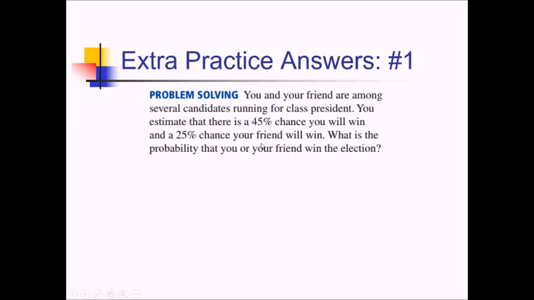So since we're talking about an or, we have to ask if there's any possibility of both of these things happening at the same time, and there is not. There's only one presidency here that you're both running for, so unless you're tied on votes, you can't both win at the same time. So this is a disjoint set of events, which means we just have to add the probabilities together.